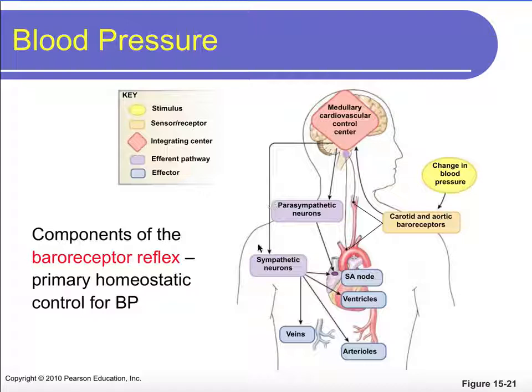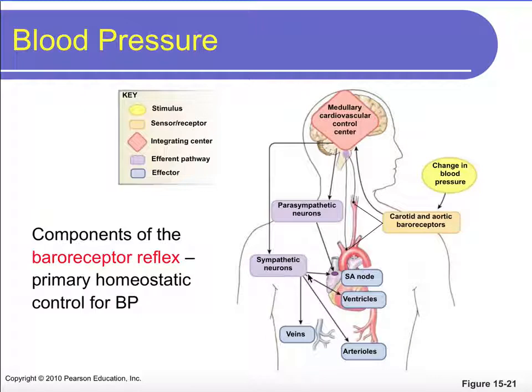So let's start with the sympathetic. When we need to raise blood pressure, because our baroreceptor sensed that blood pressure was low, the medulla will turn on sympathetic output. The sympathetic neurons, and we're going to follow the arrow, will directly influence the SA node. So the SA node will beat autorhythmically, but the sympathetic neuron will just speed it up. So we'll increase heart rate. And we know when we increase heart rate, we're going to raise blood pressure.